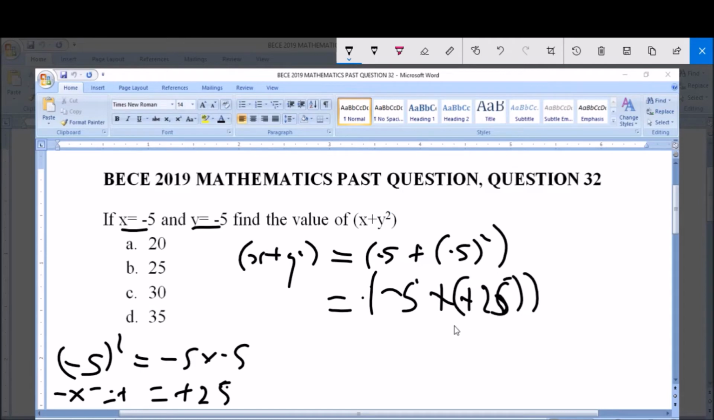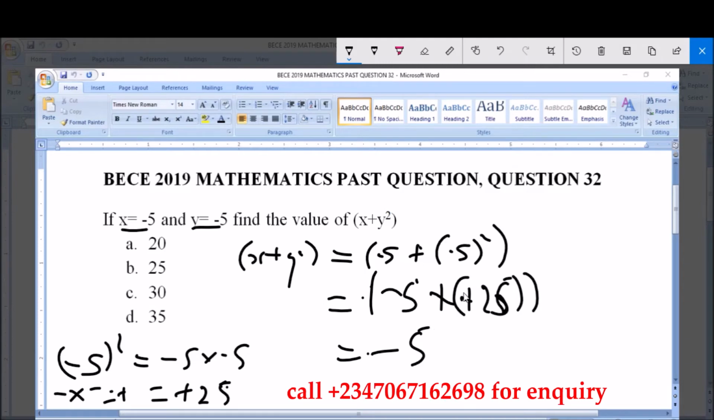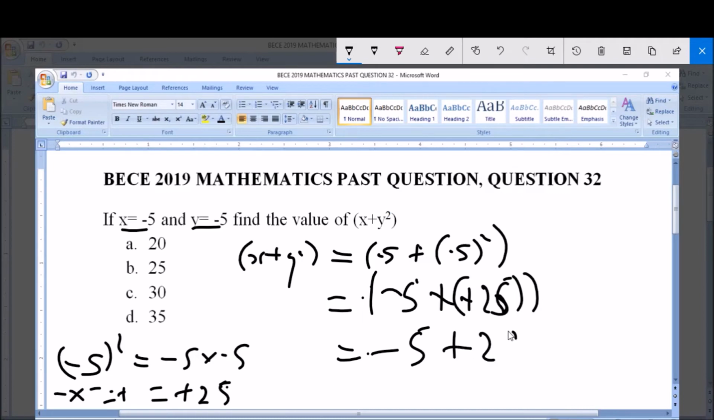So therefore we have that this is equal to minus 5. I'm opening the brackets now. Plus times plus will give us what? Plus. So you have minus 5 plus 25. And then this can also be written as 25 minus 5. And 25 minus 5 is equal to what? 20. So 20 is our answer. Now let's look at the options. Option A here says what? 20. So option A is our answer.